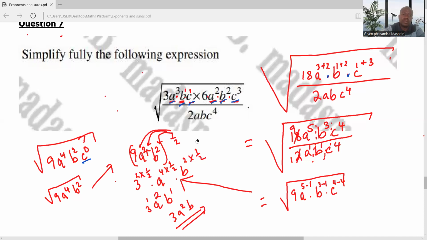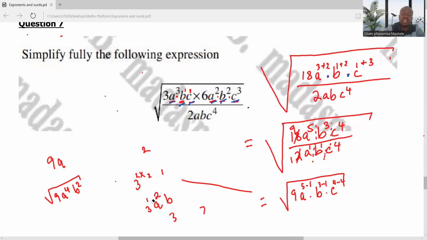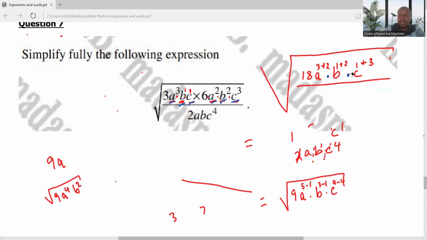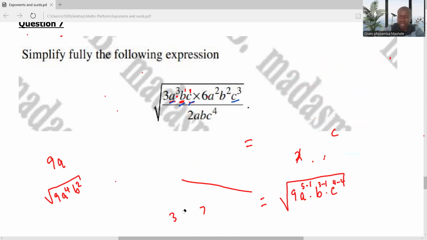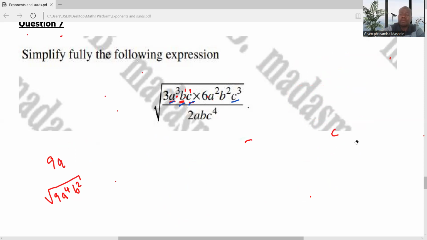This is very important for all the grades, especially grade 10 to 12. You need to know this. You need to know how to deal with exponents and surds. Exponents and surds are very important. Generally grade 10, yes, and 11.